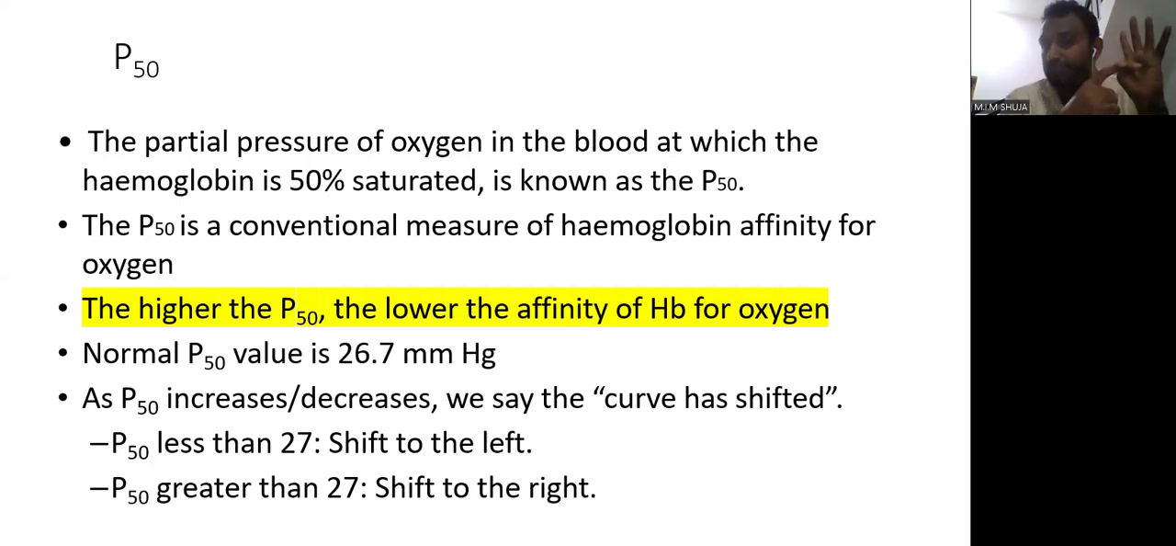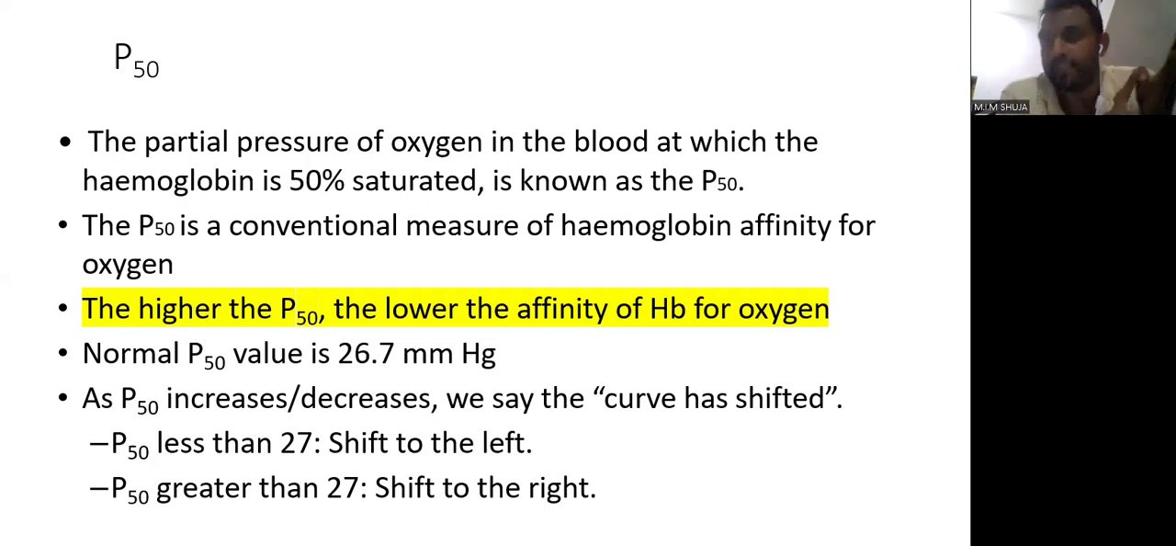The higher the P50, the lower the affinity. The lower the P50, the higher the affinity. Okay? This is the affinity of hemoglobin for oxygen. As P50 increases or decreases, we say the curve has shifted. When the P50 is less than 20, that means higher affinity, a shift to the left. When P50 is greater than 27, that is lower affinity, a shift to the right.